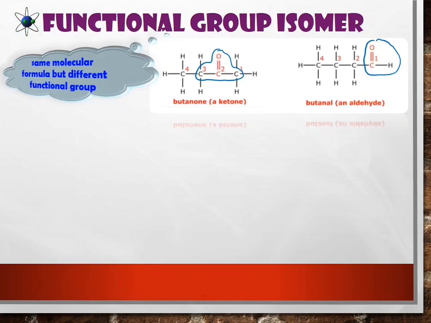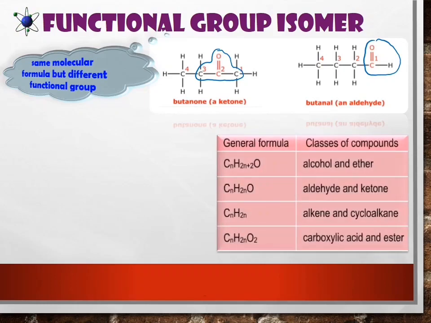Not all class of compound can make functional group isomer. Only these classes of compound can make the functional group isomer. The first one, we have alcohol can exchange to ether or ether change to alcohol. Aldehyde with ketone or ketone change to aldehyde, like example here. Alkene and cycloalkane, carboxylic acid and ester. So you need to remember the pairs of this class of compound.